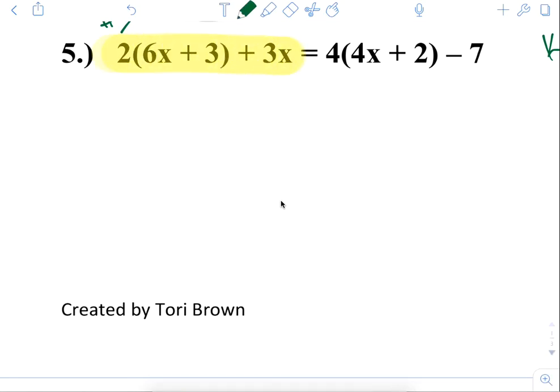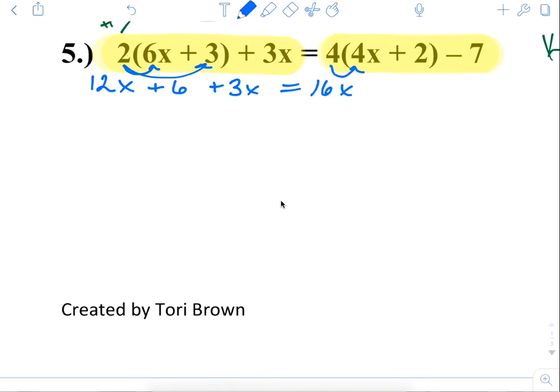All right, so in blue writing, first thing I'm going to look for is there anything to distribute or combine? Yes, I can distribute. 2 times 6x is 12x. 2 times 3 is 6. And I'm bringing down 3x. If I look at the same thing over here, I have more distributing. Now 4 times 4x is 16x. 4 times 2 is 8. Minus 7 comes down.